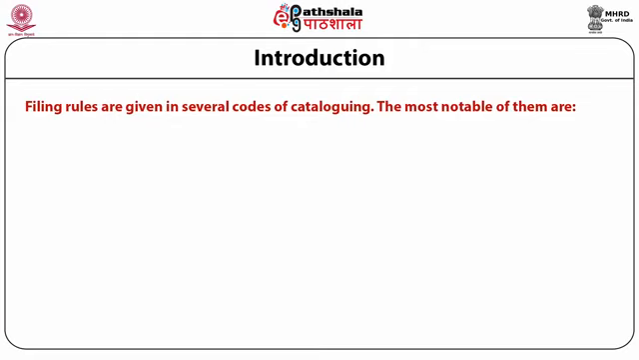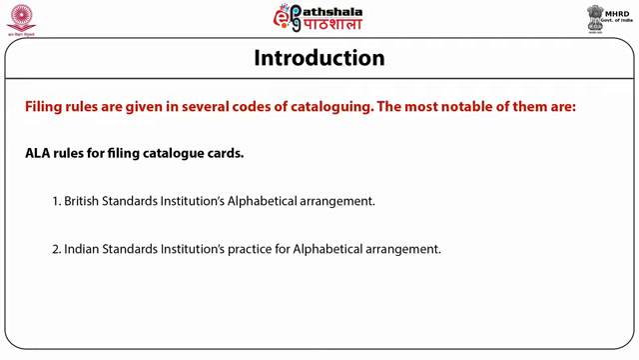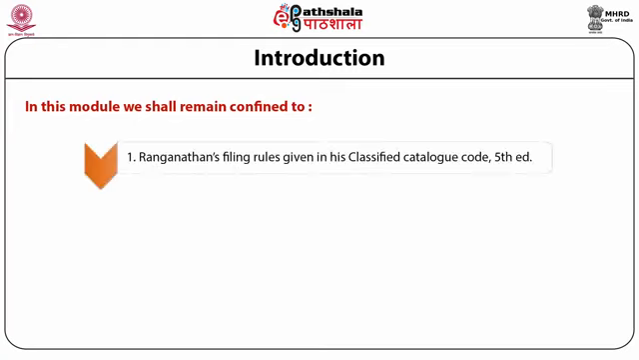Filing rules are given in several codes of cataloging. The most notable of them are ALA rules for filing catalog cards, British Standards Institution's Alphabetical Arrangement, and Indian Standards Institution's Practice for Alphabetical Arrangement. Ranganathan's Classified Catalogue Code also includes filing rules. In this module, we shall remain confined to Ranganathan's filing rules given in his Classified Catalogue Code, 5th edition, and ALA rules for filing catalog cards, 2nd edition.